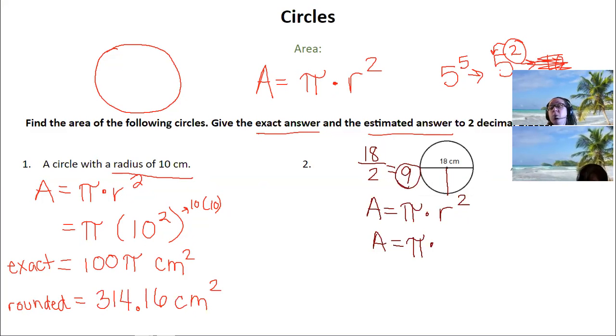So whenever you have a diameter, sliced in half gives you the radius. Okay? So we're going to plug in a 9 in there. And now I'm ready to get my exact answer.